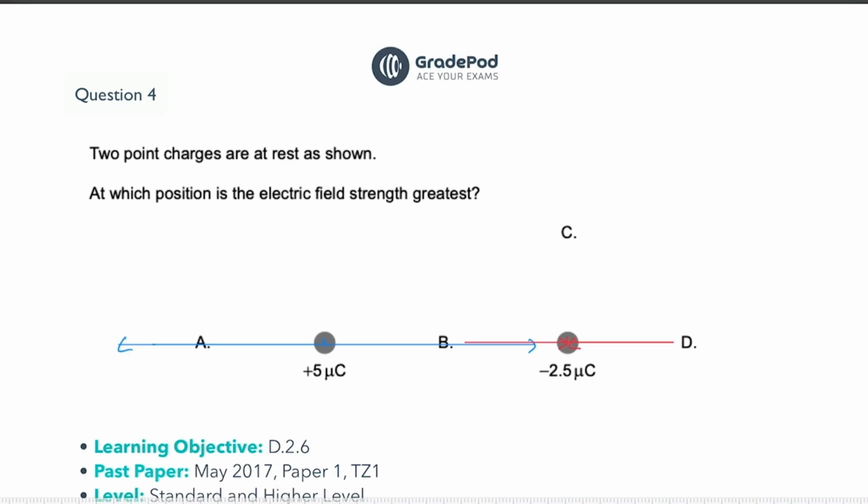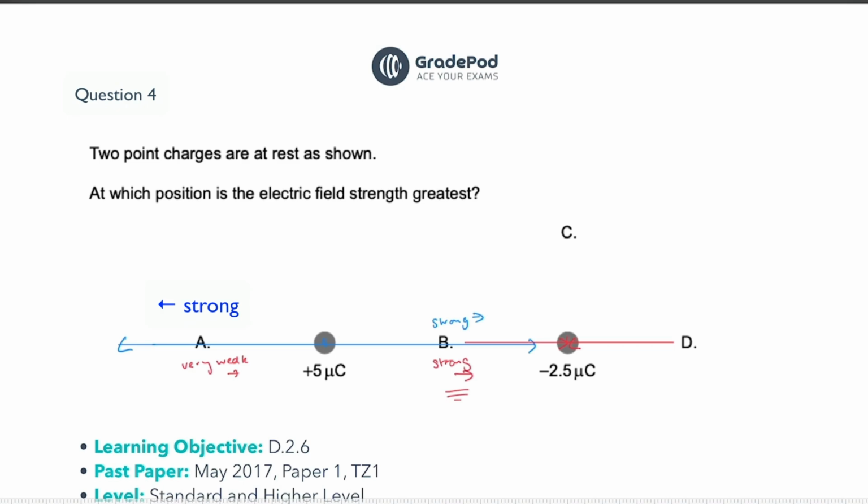Let's consider each point A, B, C and D and consider the effect of the electric field strength due to each charge. At point A, it's going to feel force in that direction from the 5 microcoulombs, and it's going to feel a very weak force in that direction due to the minus 2.5 coulombs. At B, it's going to feel quite a strong force in that direction due to the plus 5 coulombs, and it's also going to feel a strong force in that direction due to the minus 2.5 coulombs. So this is a contender so far.